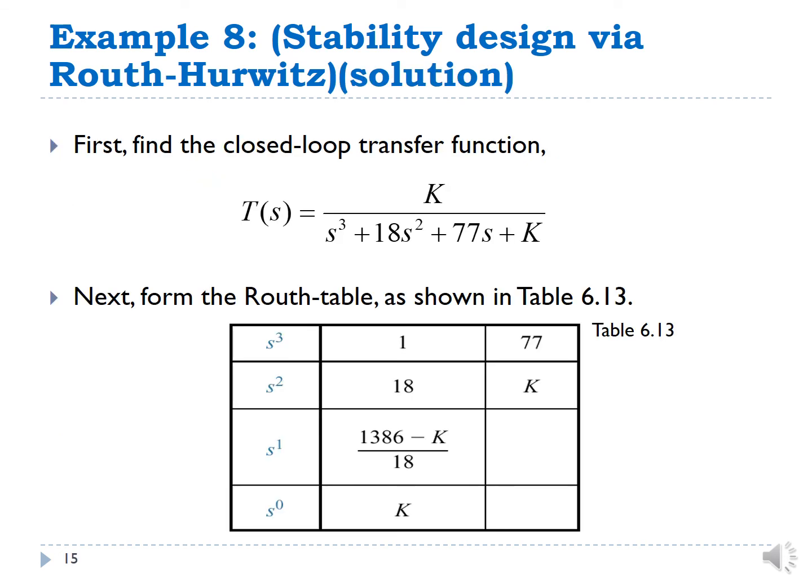The closed-loop transfer function of the system in figure 6.6 is T(s) equal to K over s^3 plus 18s^2 plus 77s plus K. The next step is forming the root table as table 6.13. The entries for table 6.13 can be positive, 0 or negative depending upon the value of K.